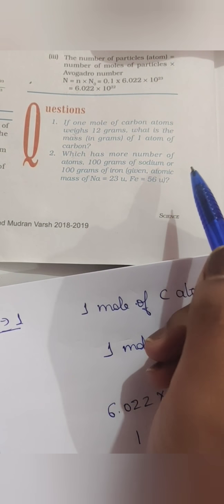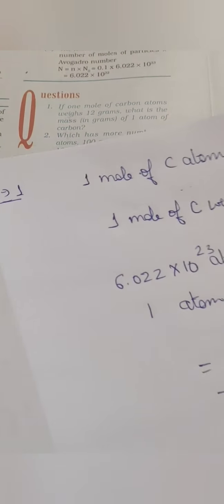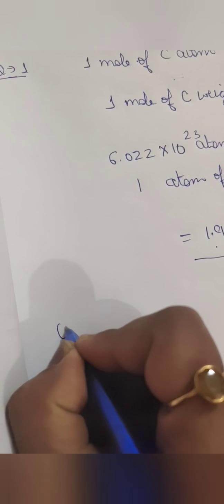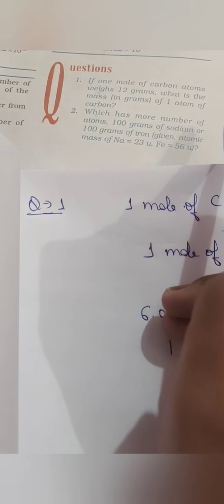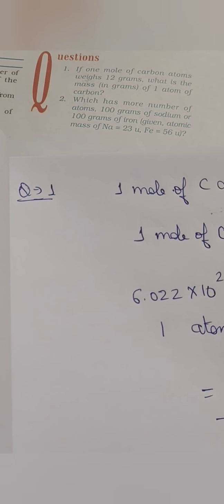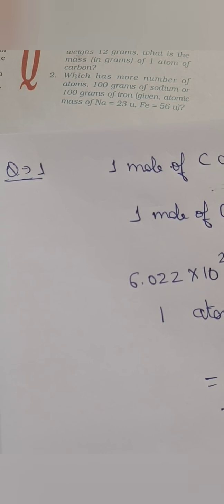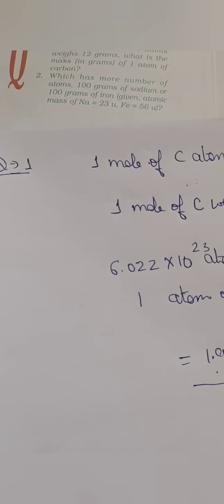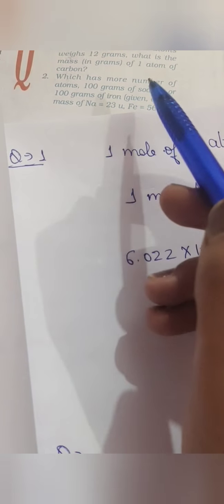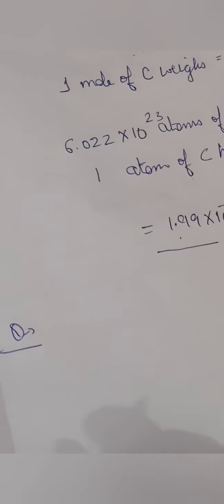Now the next question is, which has more number of atoms, 100 grams of sodium or 100 grams of iron? Okay, so this is a very simple question. We have to find out the number of atoms, or we can also find out the number of moles, because the number of moles is very simple. We have been given the weight, that is small m, and capital M we already know: for sodium it is 23 and for iron it is 56. So we can easily find out n.